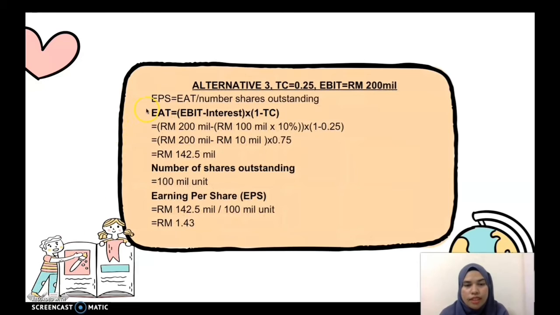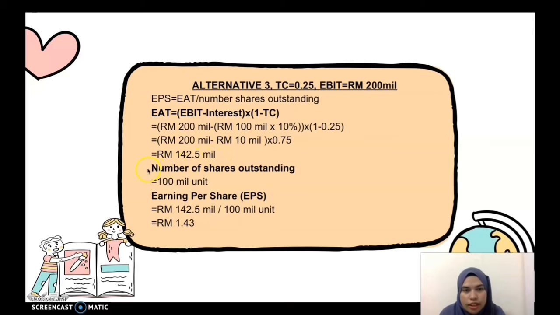Okay, the third alternative is financing using only new debt. The same formula for EPS, but we need to calculate earning after tax first. The difference is only in the interest amount, the amount of new shares times the interest rate of 10%, and then we get 142.5 million ringgit.